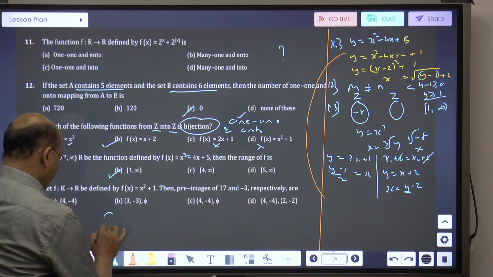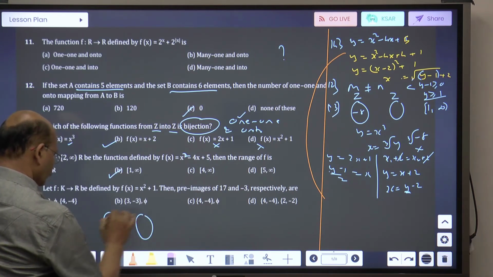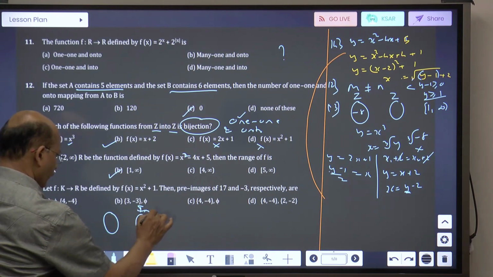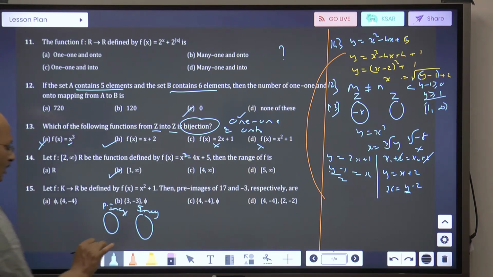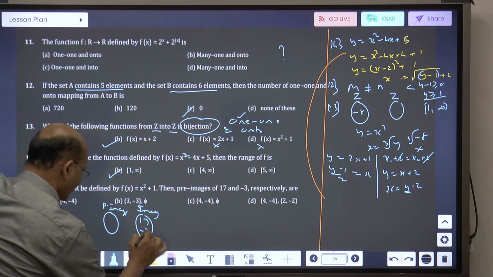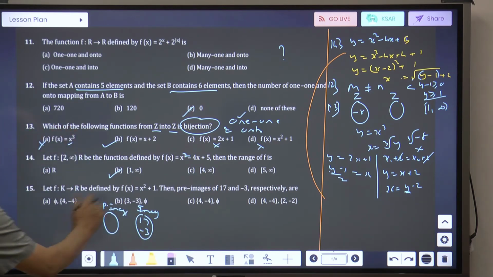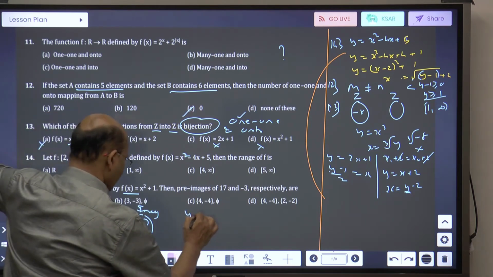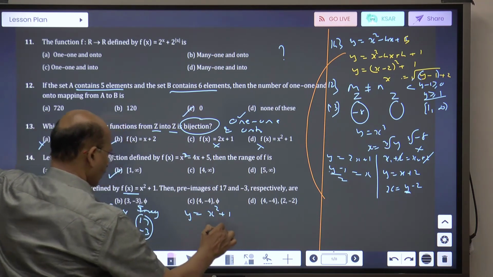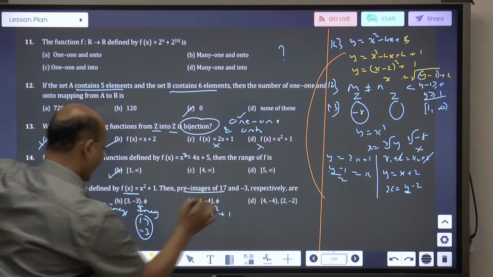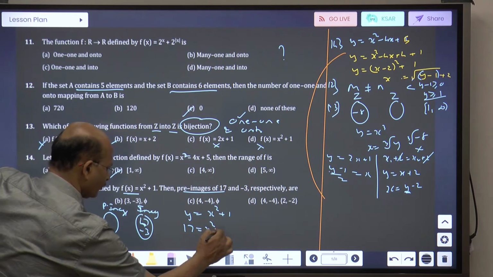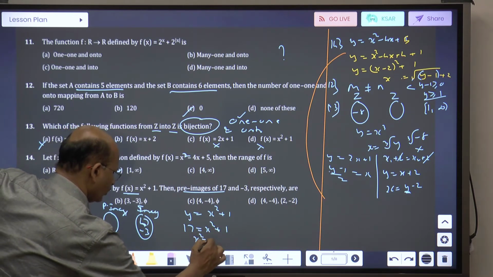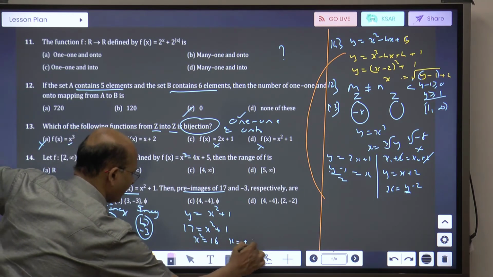Now, pre-images. Now when I say pre-images, I will tell you. This is the image, this is the pre-image. Always remember that. So here they are saying 17 and minus 3. What is the pre-image? The function is given to you: y is equal to x square plus 1. So for the pre-image of 17, the y value is 17. So 17 is equal to x square plus 1, so x square is equal to 16, x equals plus or minus 4.